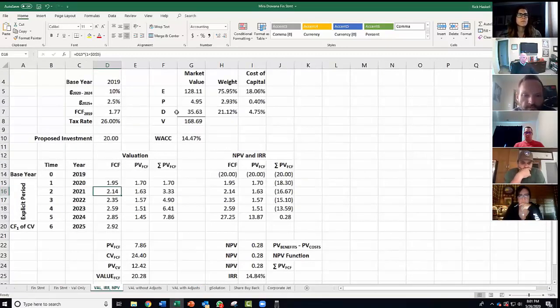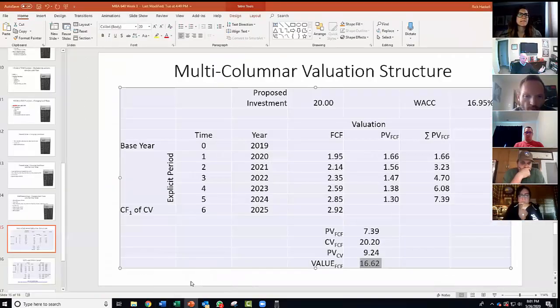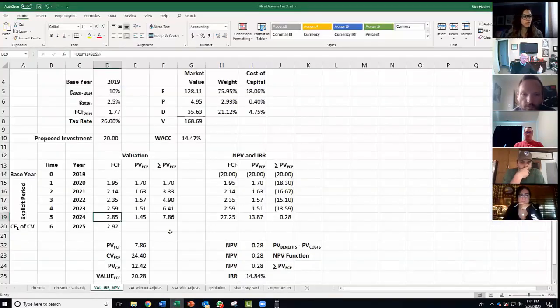My numbers are a little bit different because I'm using a different discount rate, okay? So I'm going to change this to reflect the same discount rate, and I think I've got the same growths here. Let me look at that real quick just to make sure I do. Yeah, just about. They're very close. Well, we're going to use this example.